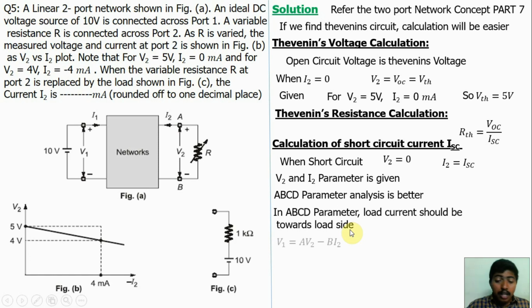So V1 is equal to AV2 minus BI2. If the current direction is towards the load side, the formula is V1 is equal to AV2 plus BI2. But here the load current is opposite to the load side, so we get the minus value. Next, I1 is equal to CV2 minus DI2.